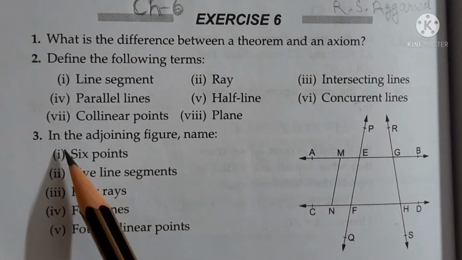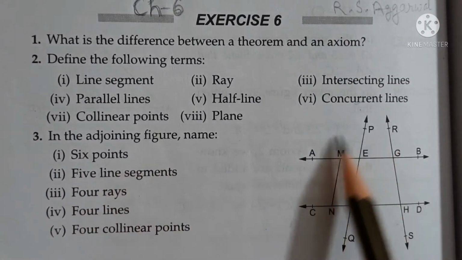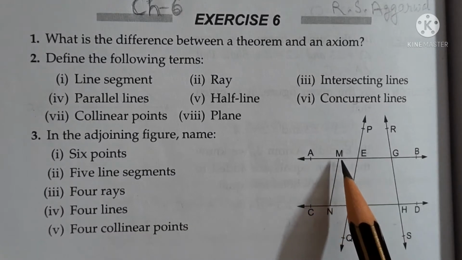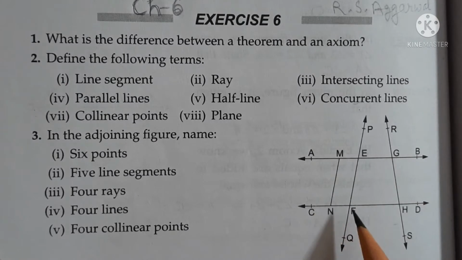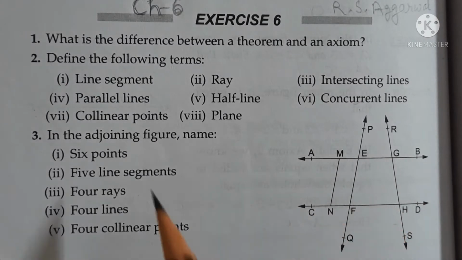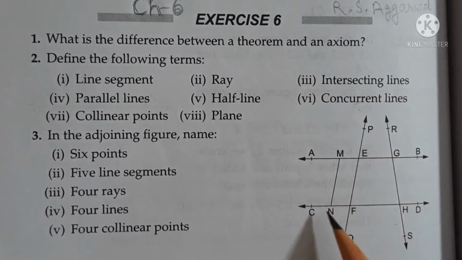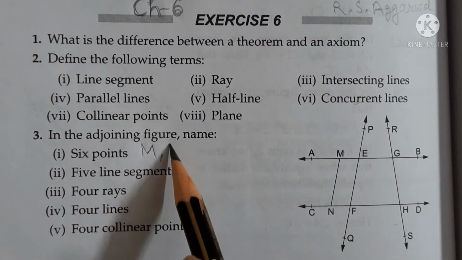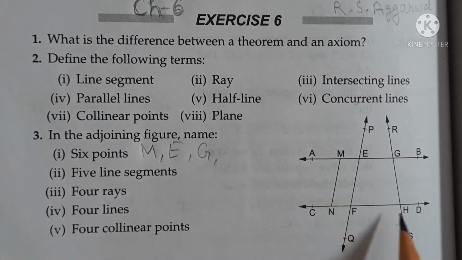Now this is the question number 3rd. In the adjoining figure, name 6 points. Look at the figure and write any 6 points: M, E, G, N, F, H. So you can write other points A, P, C, N, any point. So here you can mark M, E, G, N, F, H.